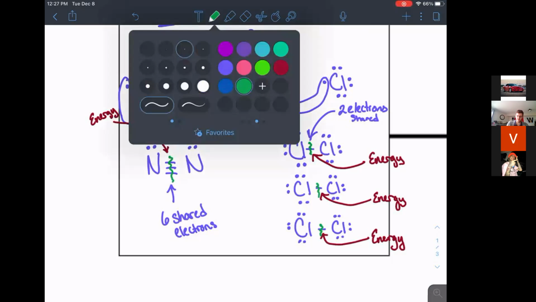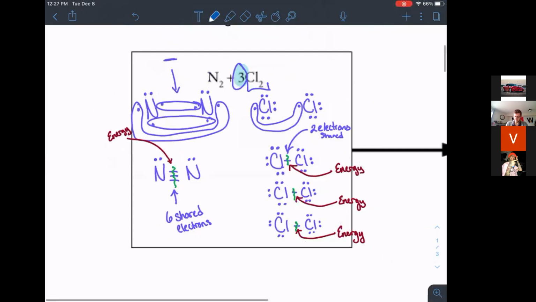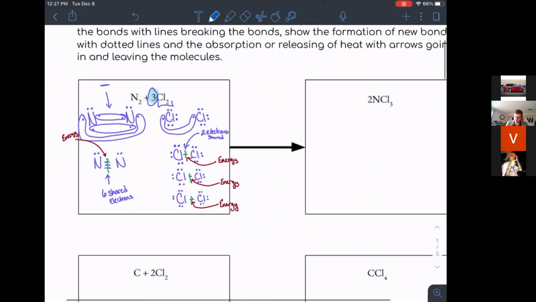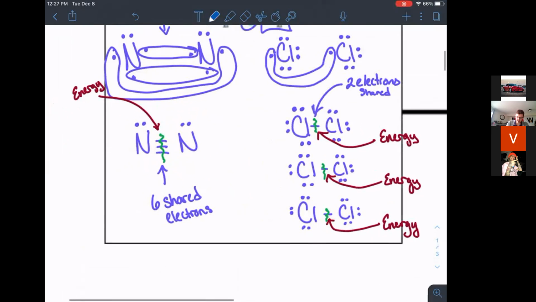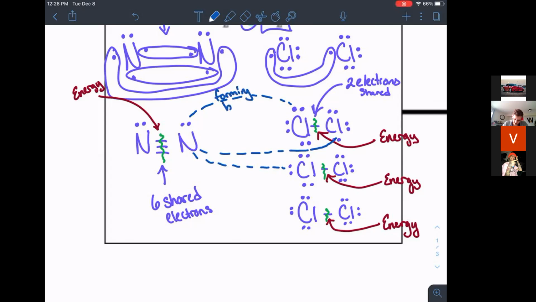So the new products, if we look, we're going to be making NCl3, which means that our N is going to bond with 3 chlorines. So we're going to draw a dotted line from our nitrogen to 3 chlorines, showing that they're going to form a bond with each of those chlorines. So these are forming bonds.